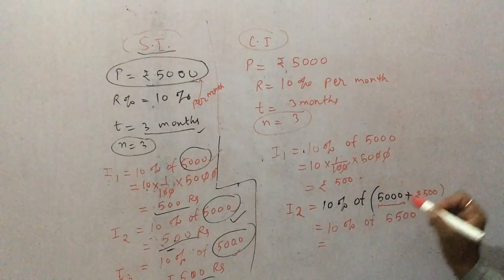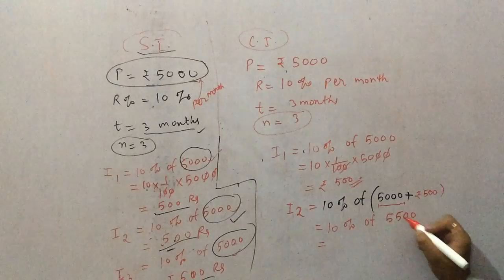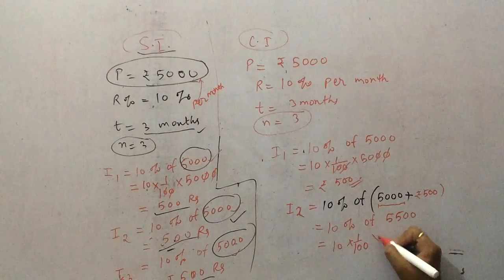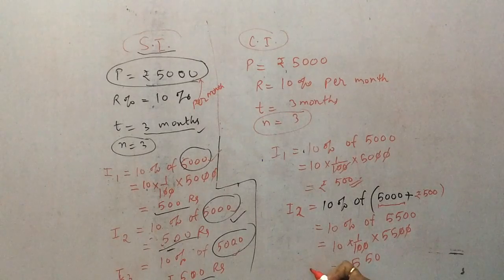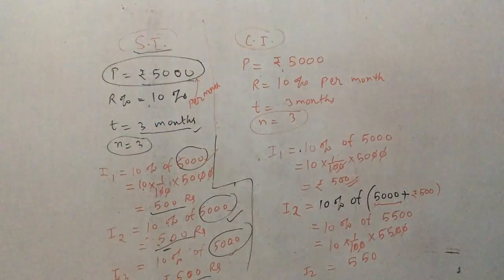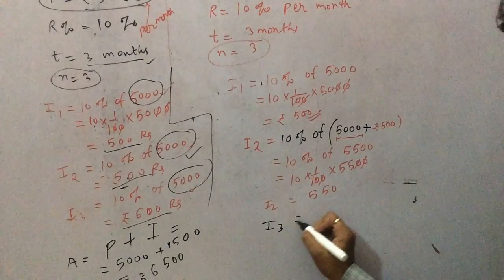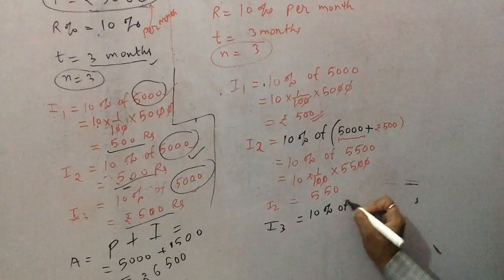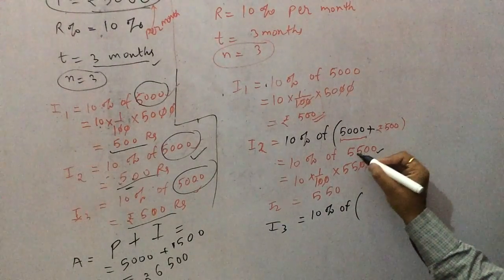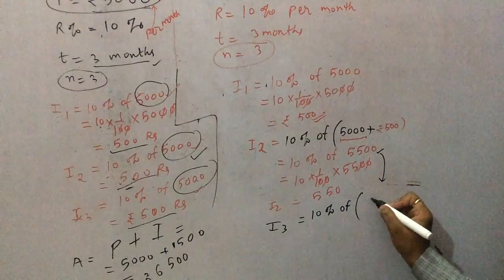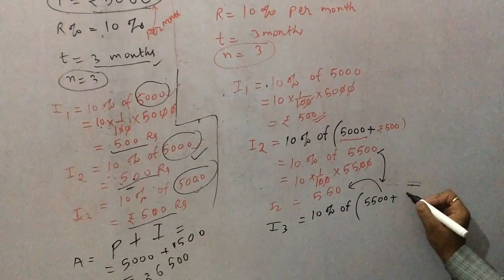That means you are applying interest on interest. So 10 into 1 by 100 into 5,500 would be 550. This is the compound interest for the second month. Now let's talk about I3. Again 10% of, not the constant value 5,000 you took, you need to change the principal. The previous principal was 5,500, and now you add the interest for the second month, 550.